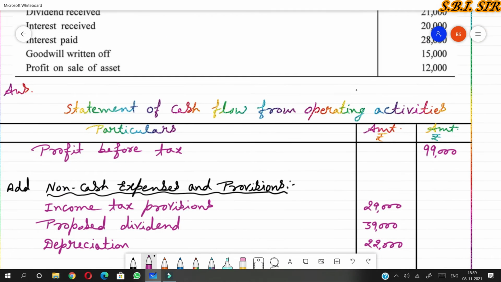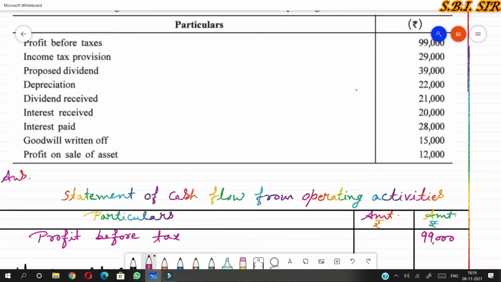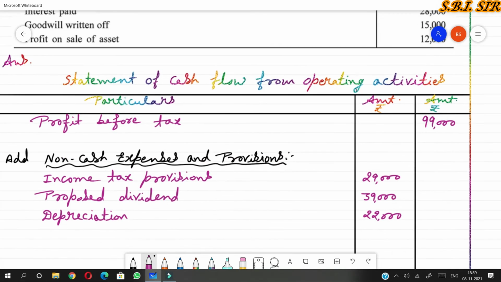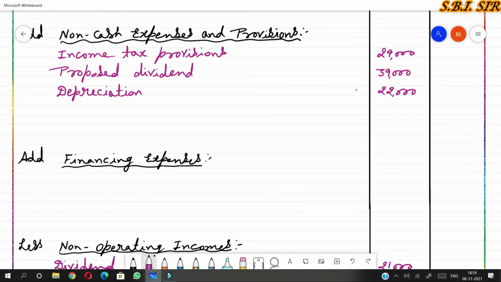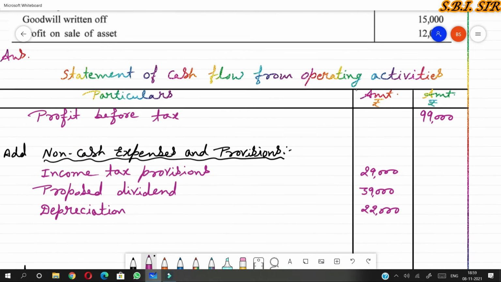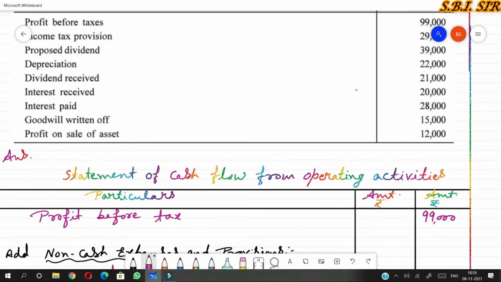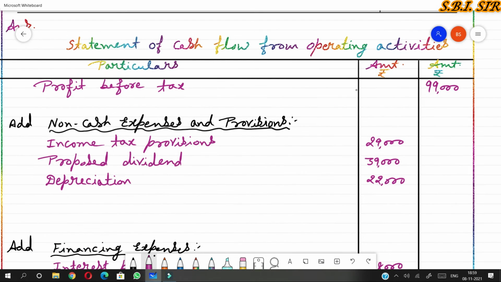Next, interest paid 28,000. It is a financial expense. Interest paid 28,000. Next, goodwill written off 15,000. It is a non-cash expense and provision. Goodwill written off 15,000.